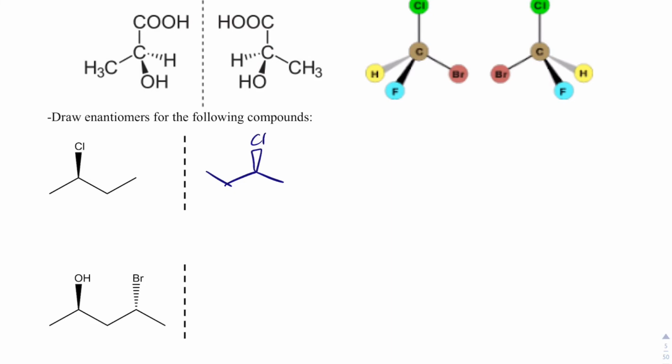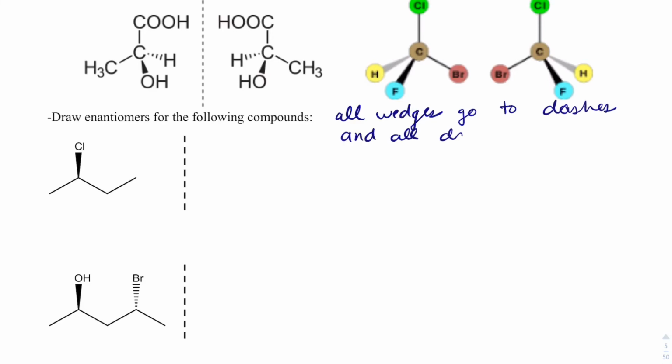This is an enantiomer. But what's an easier way to draw an enantiomer without having to think so much about it? To get an enantiomer, all wedges go to dashes, and all dashes go to wedges. Okay, so here's the way I like to do it: I draw the same structure, but to get the enantiomer, I just turn that wedge to a dash.